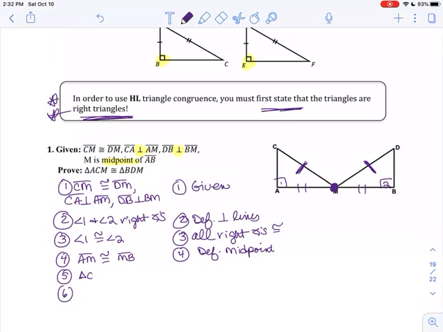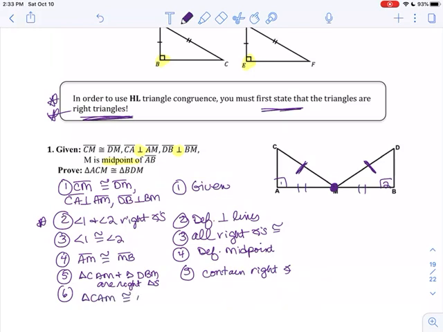So triangle CAM, let me fix that because that's super messy. Triangle CAM and triangle DBM are right triangles. Not that they're congruent, I'm going to do that in a second, but they're right triangles. Now, how do I know they're right triangles? Because they contain a right angle. And I said they had a right angle back here in step 2.